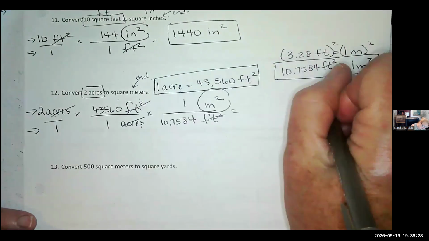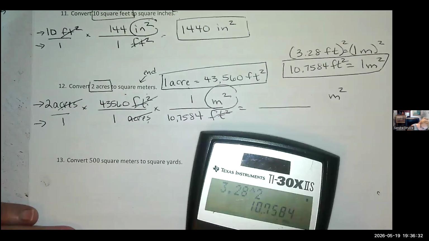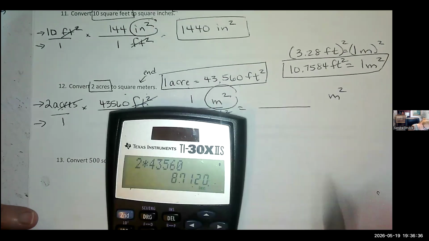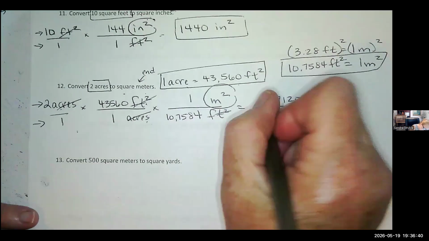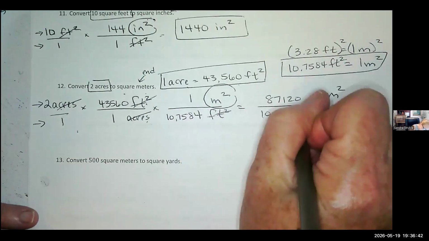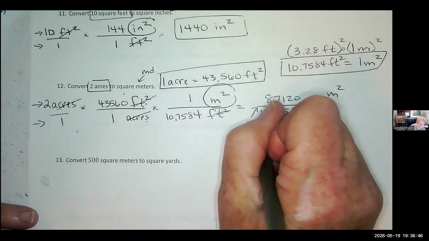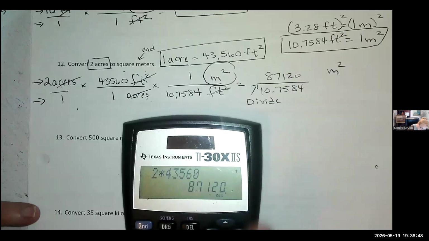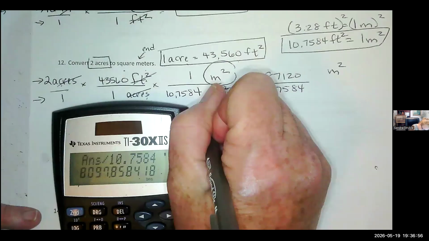So this is 2 times 43,560, which is 87,120 over 10.7584. This is where, make sure you have your unit, you need to divide. Do not leave it like this. That's very wrong. So 87,120 divided by 10.7584 is 8097.858.